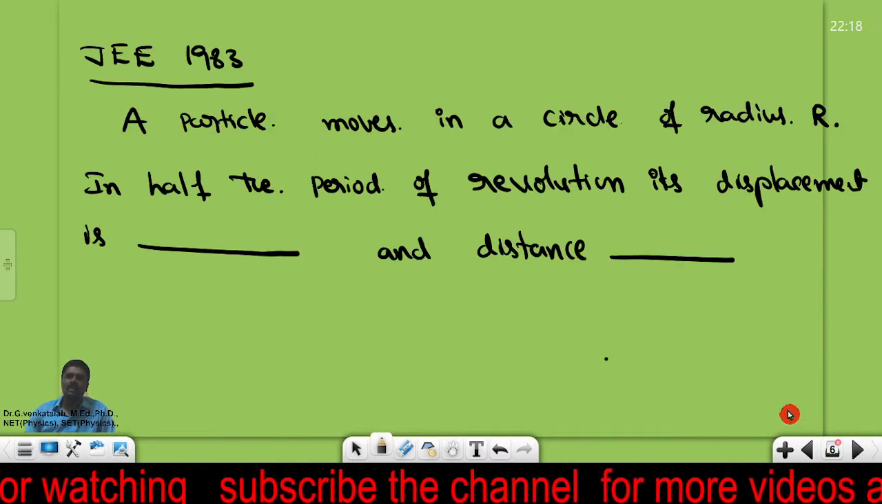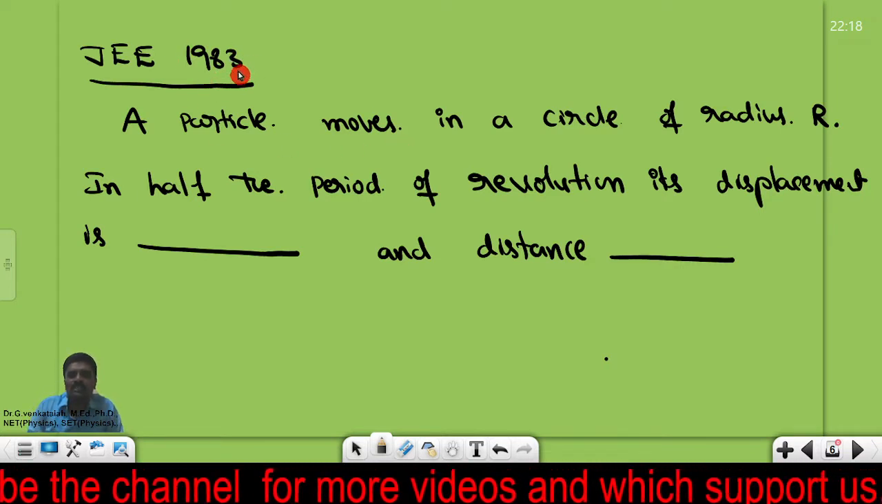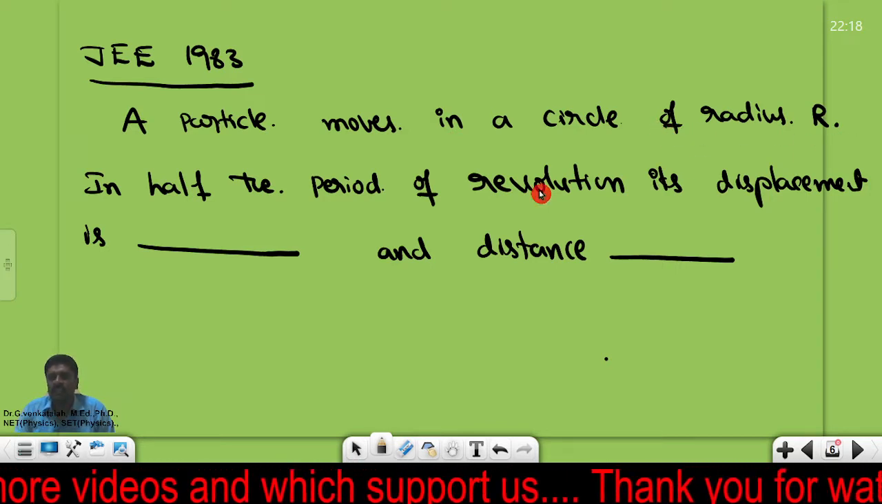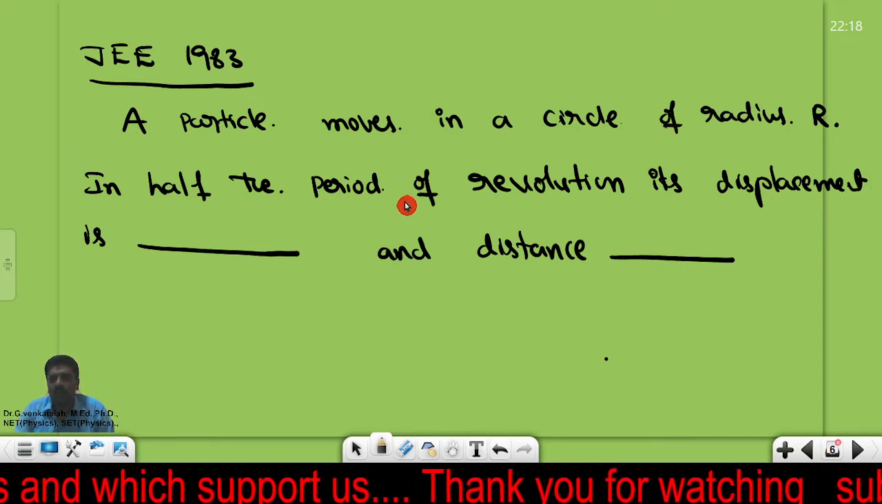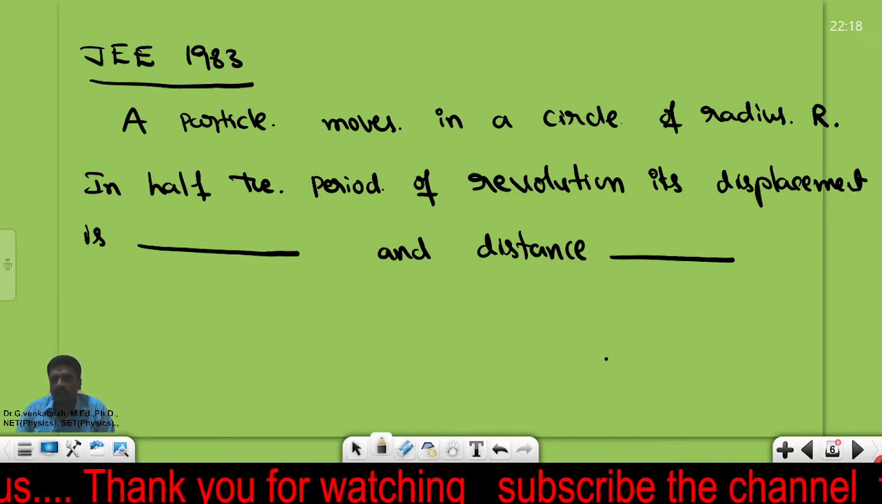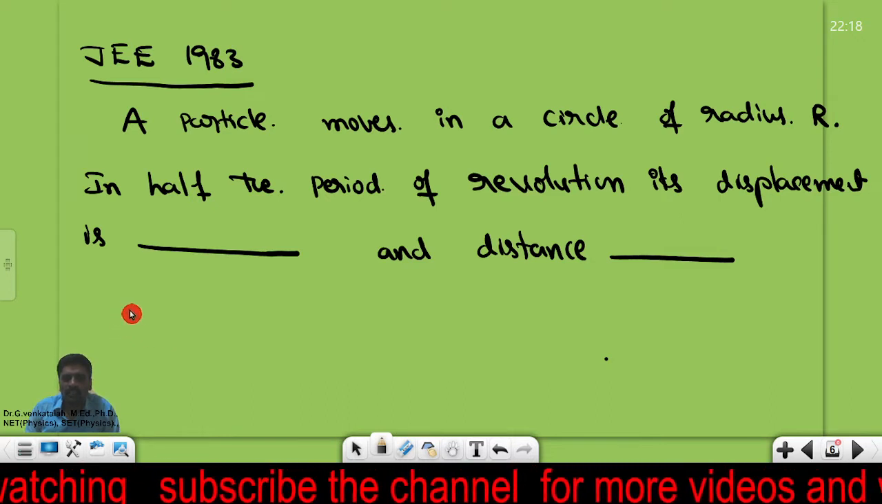Now let me go to another problem. The problem is from 1983. A particle moves in a circle of radius capital R. In half of the period of revolution, what are its displacement and distance? They are asking this.